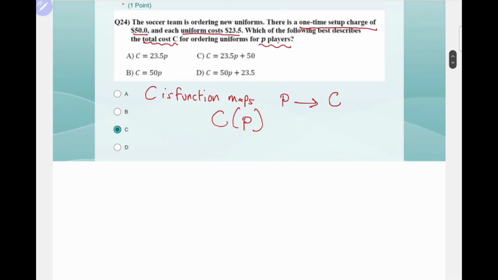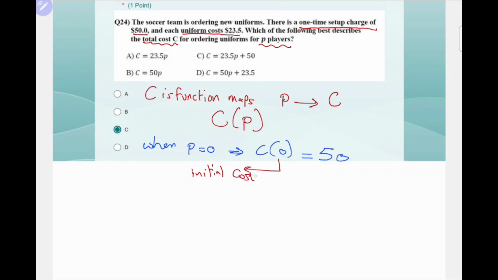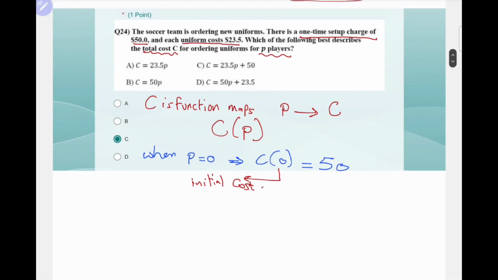All right, so the initial cost, so when there are no players or no uniforms made, we know that at the beginning, when P equal to 0, we have that C of 0, the initial value, is equal to $50. So we call this the initial cost, which is basically given here as the one-time setup charge. So it's $50.